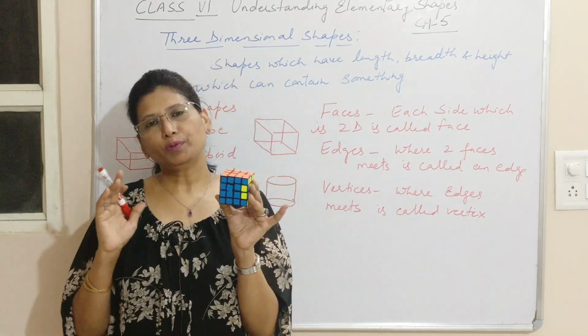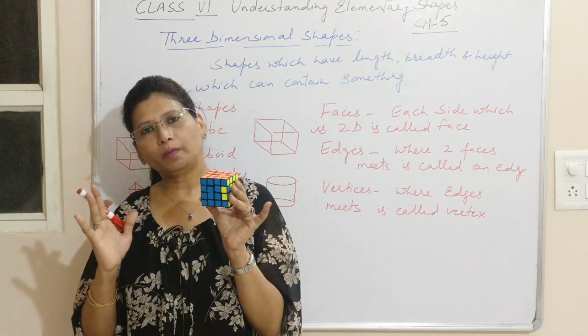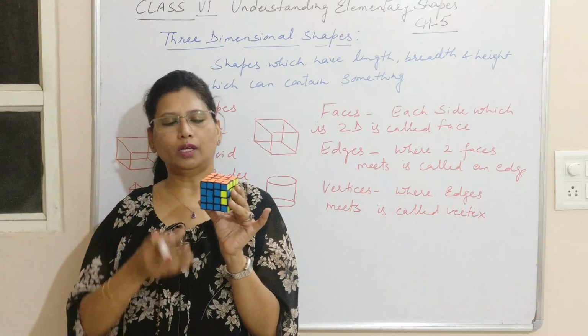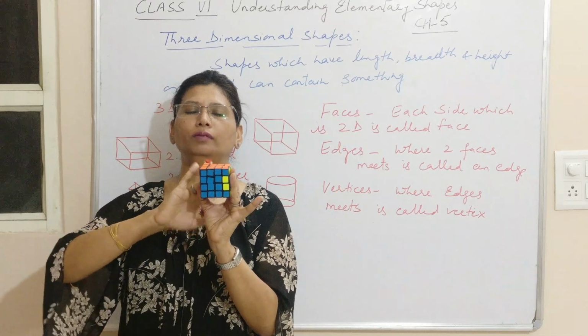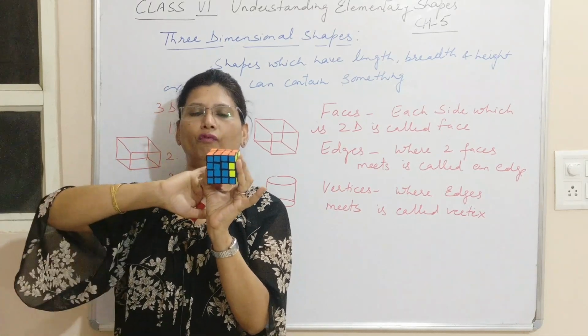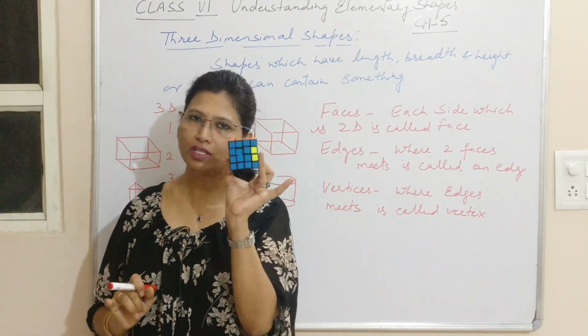But the thing is, once you know what exactly the statement is, then you are able to correlate it. So here for a cube, how many faces do we have? We have 1, 2, 3, 4, 5 and 6. We have 6 faces.